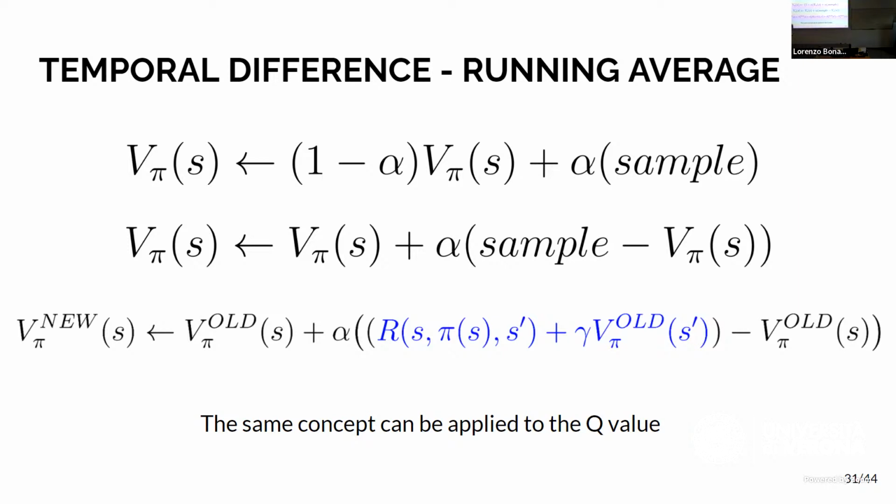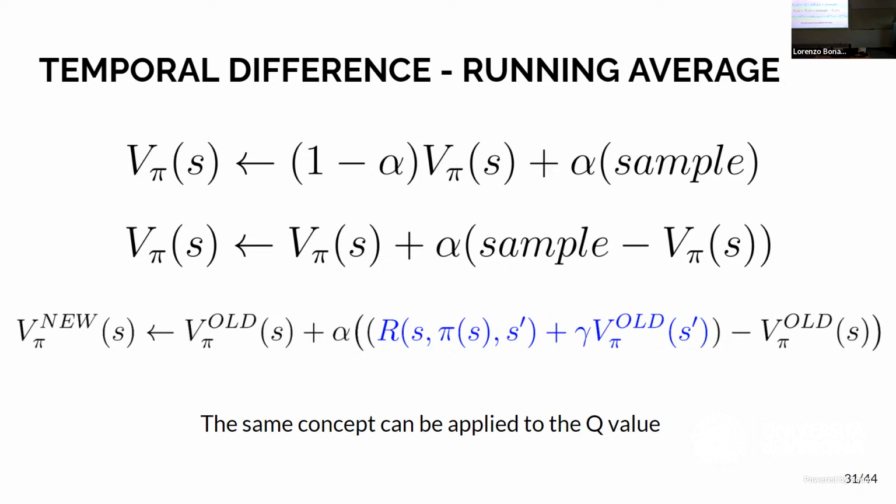When this is zero, all the parentheses is zero, we reached the convergence. So when we have alpha times zero, we reach the convergence. And so we know that the value is right. We have reached the right value function.